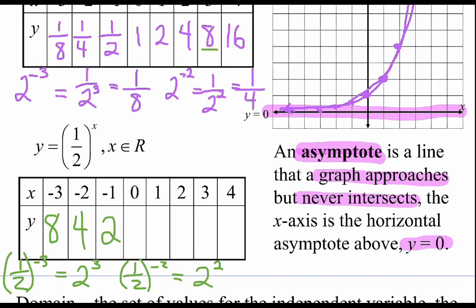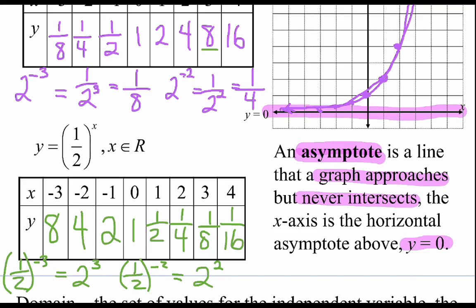Sorry, a y of 2. Getting ahead of myself. Now when x is 0, 1/2 to the power of 0 is equal to 1, the 0 exponent law. When x is 1, we're just going to have our base of 1/2. When x is 2, 1/2 squared, well, that's a half times a half, which is a quarter. 1/2 to the power of 3 is 1/8. And lastly, 1/2 to the power of 4 would give us 1/16.